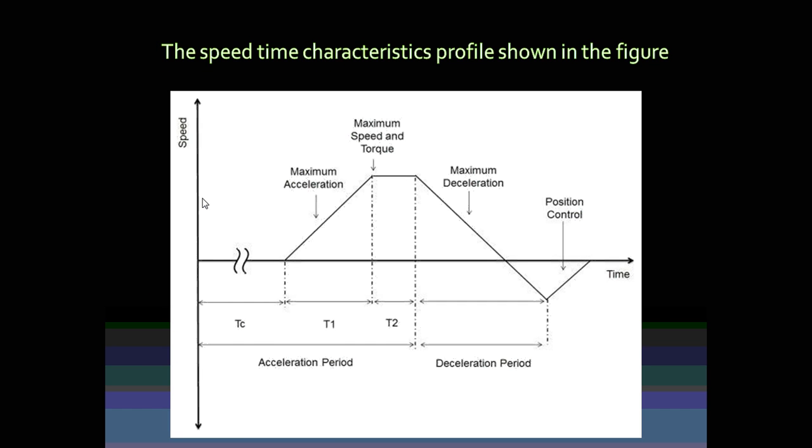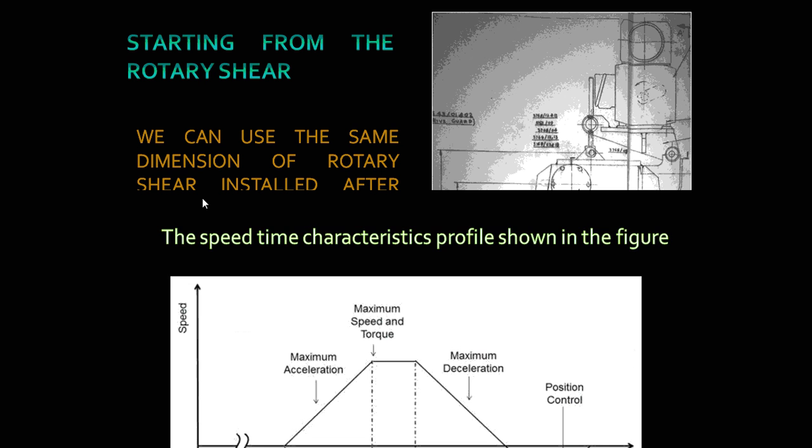This is the speed-time characteristic graph which we have seen. Tc is the initial time taken by the hot metal detector. T1 is the maximum acceleration time. T2 is the time to cut the wire rod, and the last one is the deceleration time period.